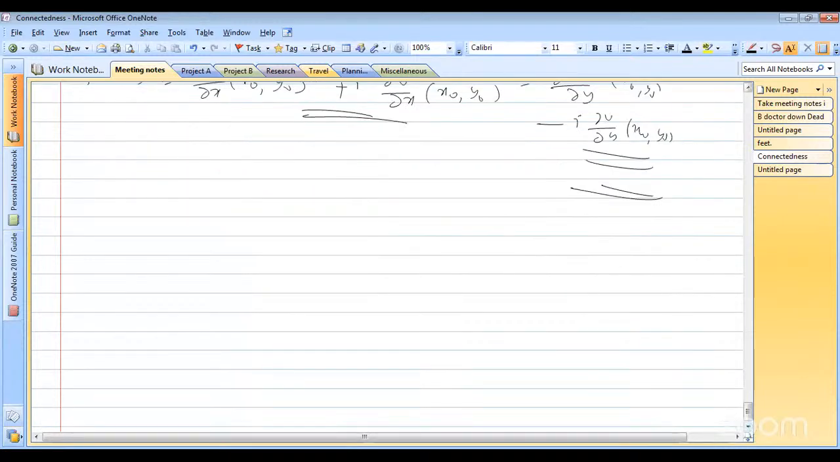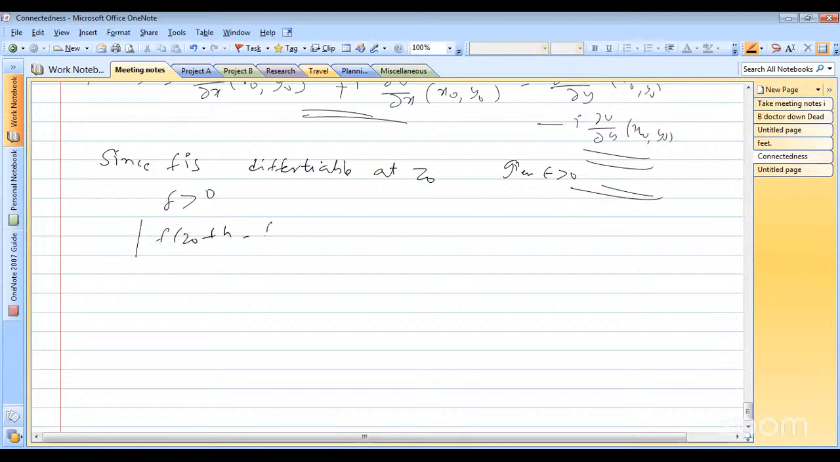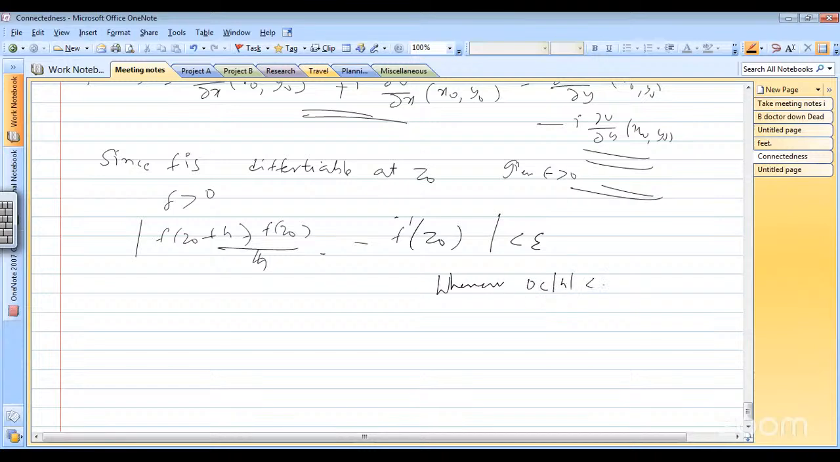Since f is differentiable at z naught, given epsilon greater than 0, there exists delta greater than 0 such that the modulus of f of z naught plus h minus f of z naught, divided by h, minus f dash of z naught is less than epsilon, whenever 0 is less than modulus of h less than delta.